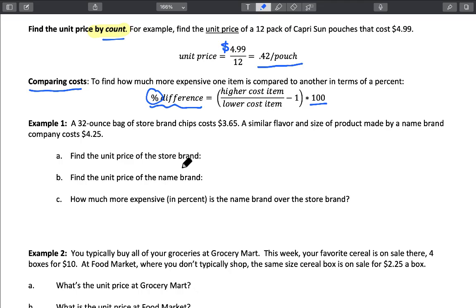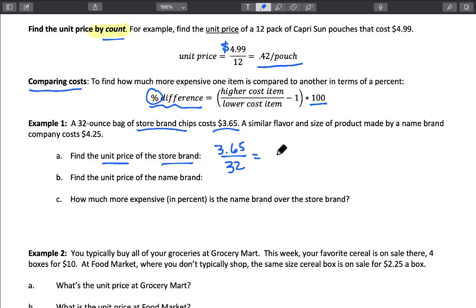In example 1, we've got a 32-ounce bag of store brand chips that cost $3.65. Store brand would be like your generic items. A similar flavor and size of product made by a name brand company costs $4.25. So we're going to find the unit price of the store brand, and we're going to do this by unit price by ounce. So we'll take our cost of $3.65, divide that by 32, and that's going to give us our cost per ounce.